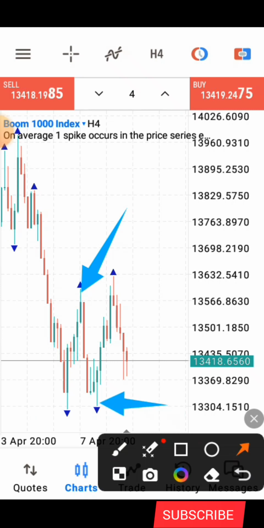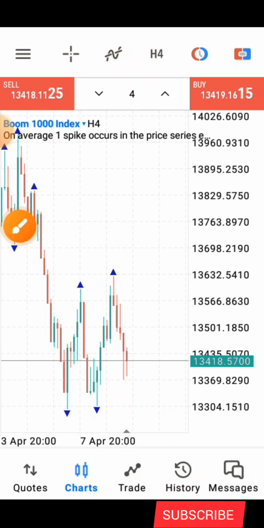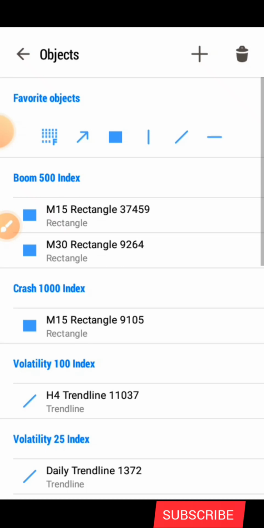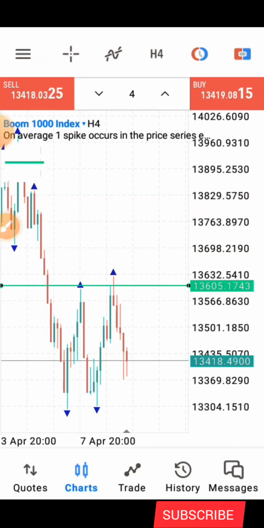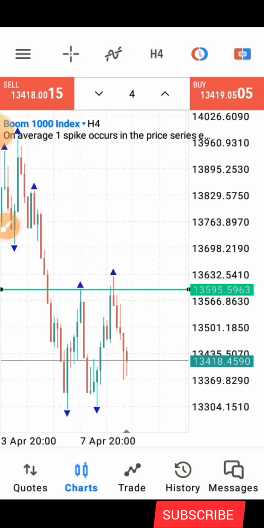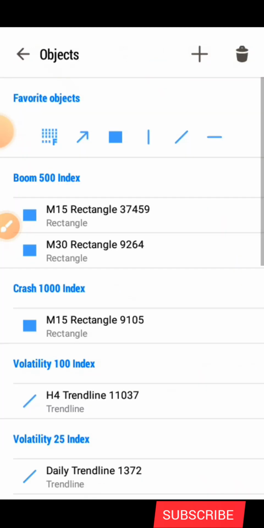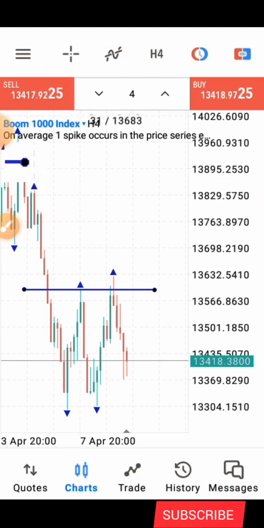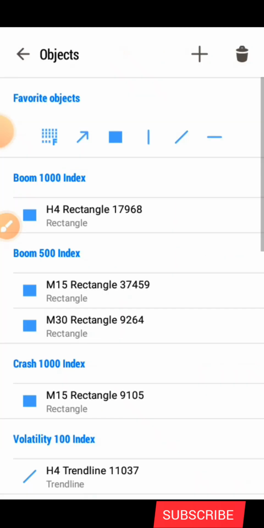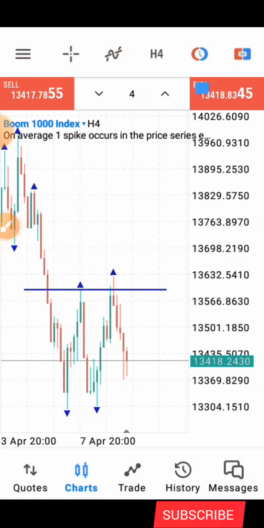Now, after identifying this, the next thing you are to do is to mark those areas. You mark the tip of those areas there. Let me use another tool so that you understand what I'm saying very well. So now we mark the tip of the most recent structures. This one right here.